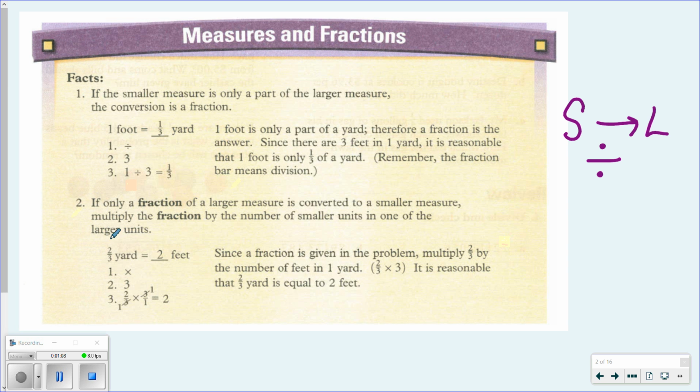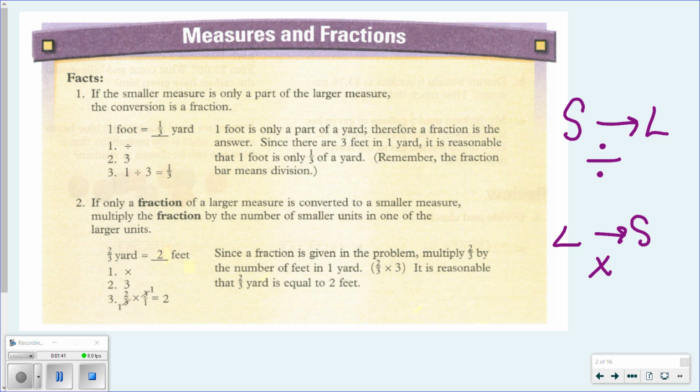Now, if we are going from a large unit of measure to a smaller one, we have large to small, we know that means to multiply. So here it shows large to small is multiply. We know that there are 3 feet in a yard, so 3 is our number. And then we're going to set it up just like normal. 2/3 times 3, and we know when it's a whole number we have to put it over a 1. And then we're going to cross cancel, so we'll end up with just a 2. So 2/3 of a yard is 2 feet.